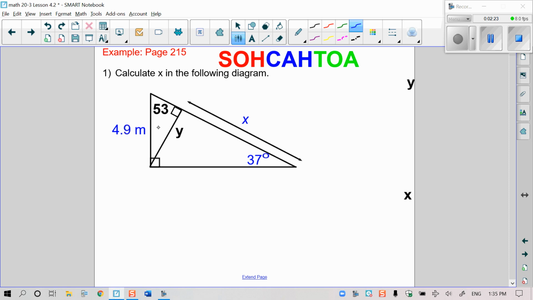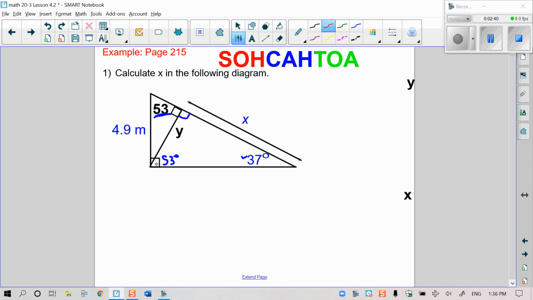So first thing you notice is that I labeled this angle as 53. Let's talk about how I got that. Angles in a triangle add up to 180. So if I have 37 degrees here, and I have a 90-degree angle there, this angle here has to be 53 to add up to 180.